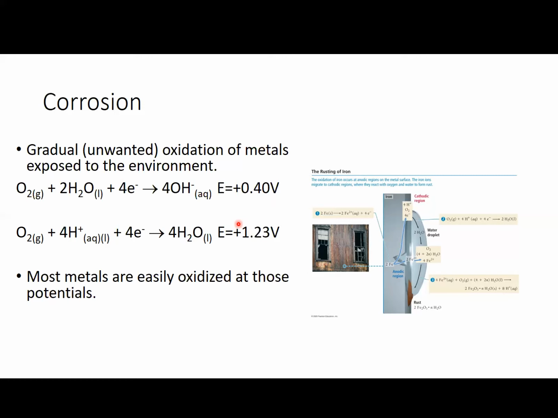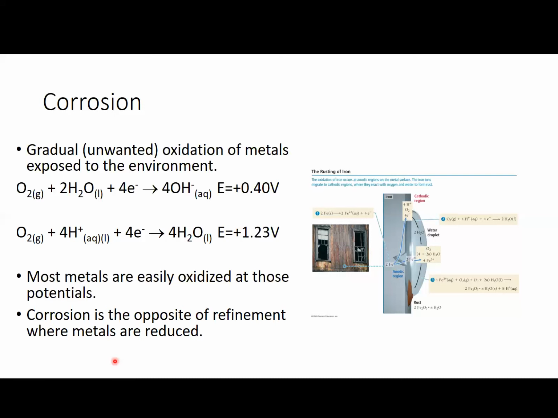I grew up with nothing but metal cars, and in wintertime, especially in Chicago, salted roads would make for really aggressive environments on those cars, and they'd be rusted through. Now most cars are some version of composite or fiberglass, which means that they are protected from that kind of thing. So corrosion is basically the opposite of what's known as the refinement process.